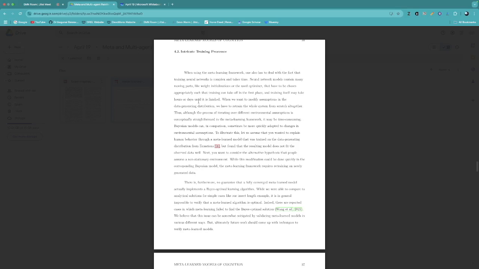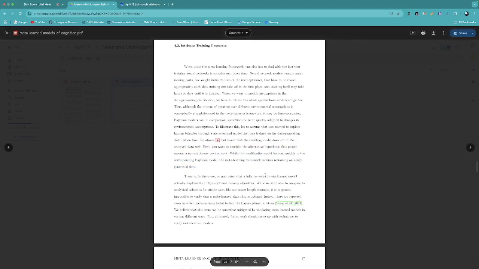Okay, so basically, let me assume I wanted to explain human behavior through a meta-learned model that was trained on the data generating distributions and these equations, but found that the resulting model does not fit observed data well. So a lot of times your model won't fit the observed data. And so this is something that you have to generate alternative hypotheses for. And ultimately that can hurt you if you're just using a strictly Bayesian interpretation. If your prior represents a hypothesis, and if that hypothesis doesn't fit the observations, then your likelihoods aren't going to be very accurate. So this is where we have this difference between meta-learning and sort of the strict Bayesian representation.